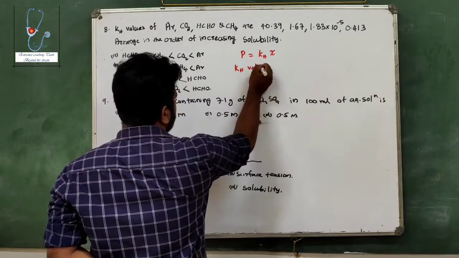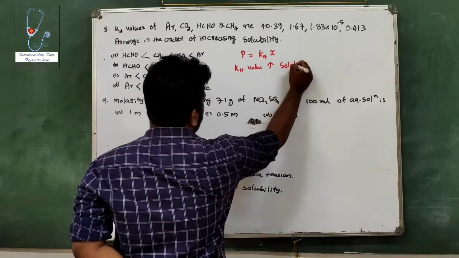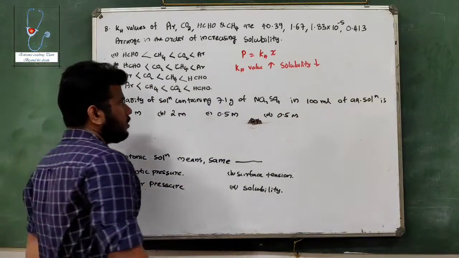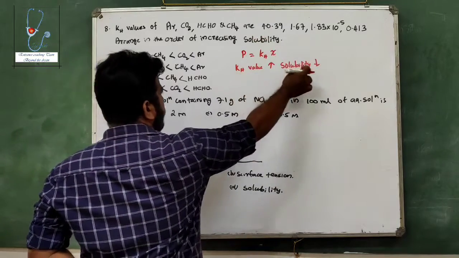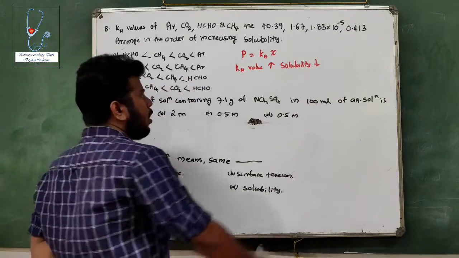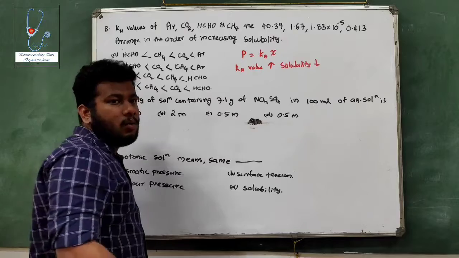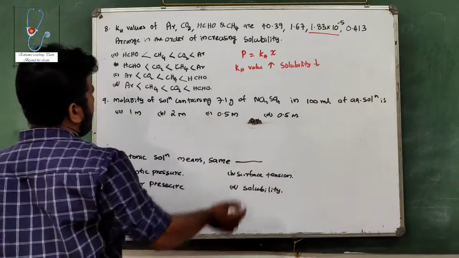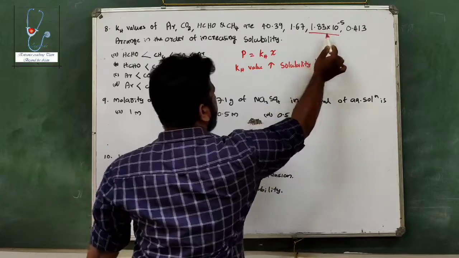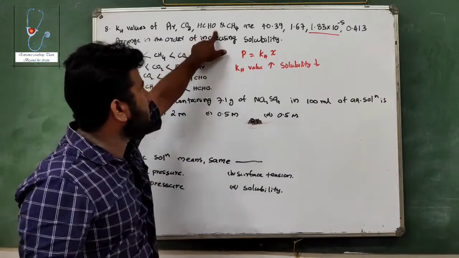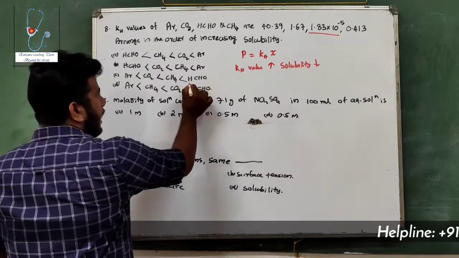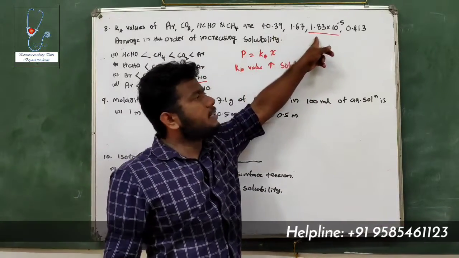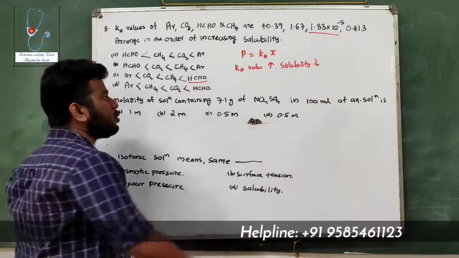As KH value increases, solubility decreases. A gas with higher KH value is less soluble. Or a gas with low KH value, solubility is higher. So here the lowest value is 1.83 into 10 raised to minus 5 for HCHO, acetaldehyde. Hence it has higher solubility. Here KH value is less for HCHO, hence its solubility increases.